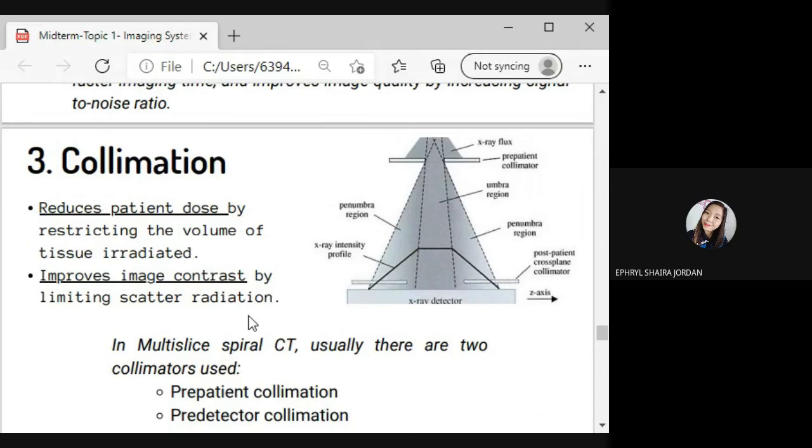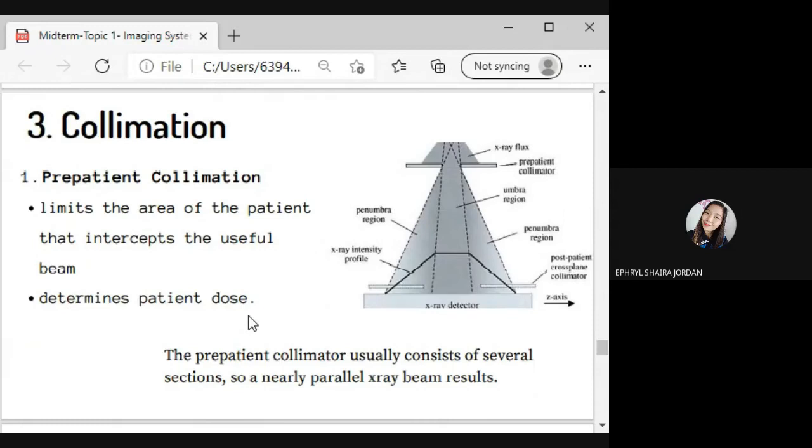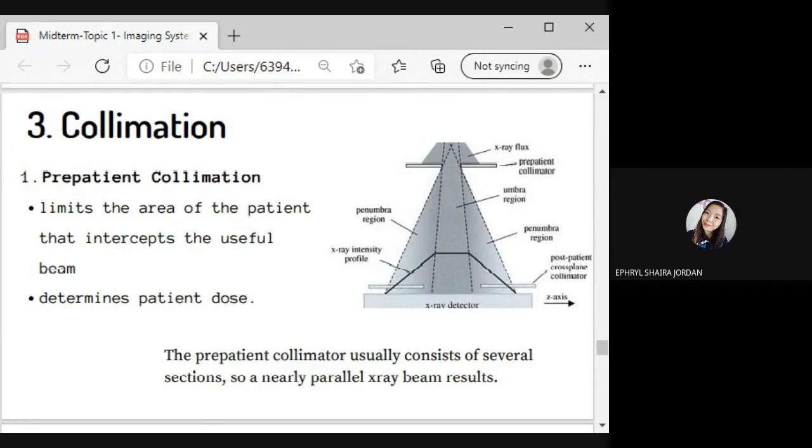Now let's look at the difference between the two types of collimators. The pre-patient collimation is the first one. It is mounted on the X-ray tube housing or somewhere adjacent to it. This collimator limits the area of the patient that intercepts the useful beam, and therefore determines the patient dose. The pre-patient collimator usually consists of several sections, so a nearly parallel X-ray beam results. Remember that.